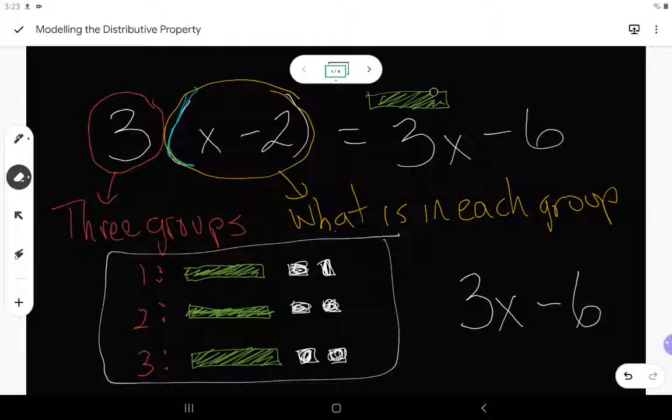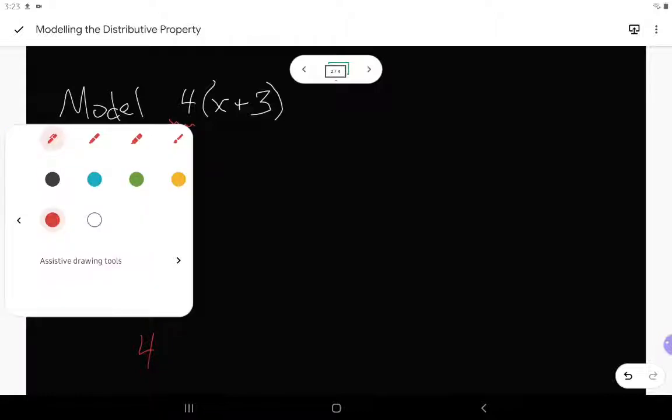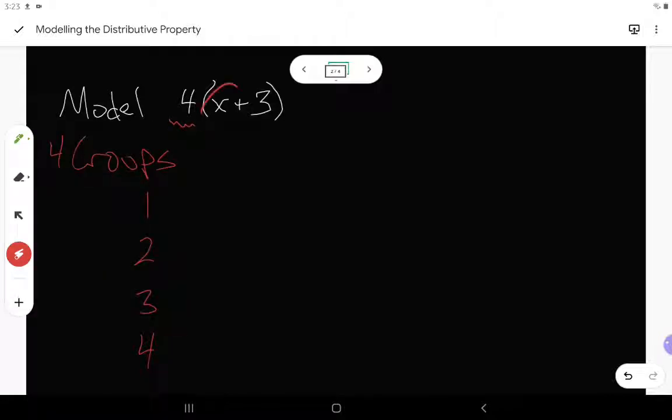Now I hope you can kind of see where this is going to go in our next video, but I'm just going to focus on using the models in this one, okay? Let's look at the next one. So it says model 4 times x plus 3. So that means, again, the 4 in front tells me I need to have 4 groups. All right, so I'm going to look at setting up 4 lines, 4 groups, 1, 2, 3, 4 groups. Okay, now each group should contain inside of it an X as well as 3 1s.